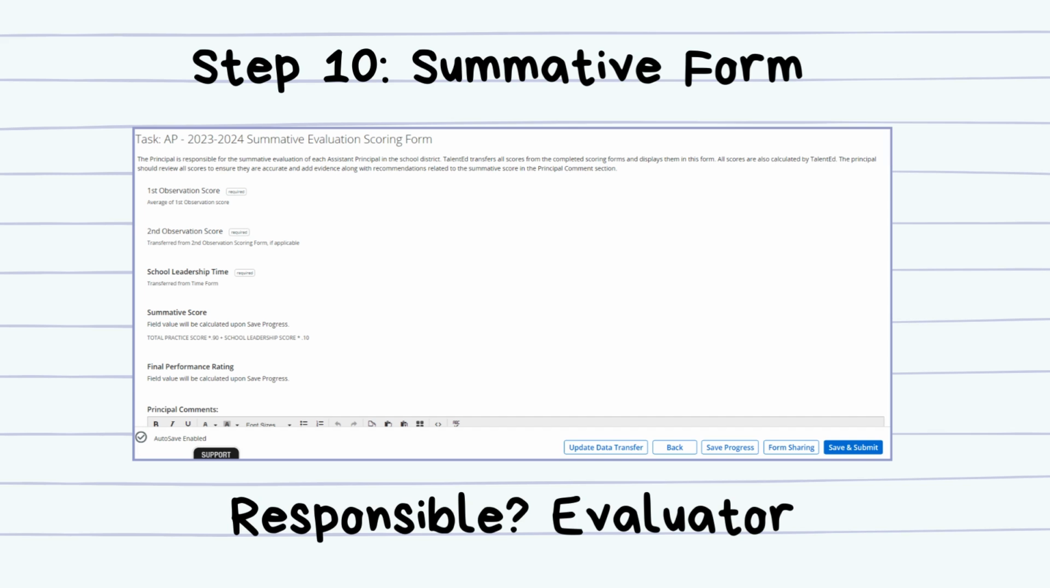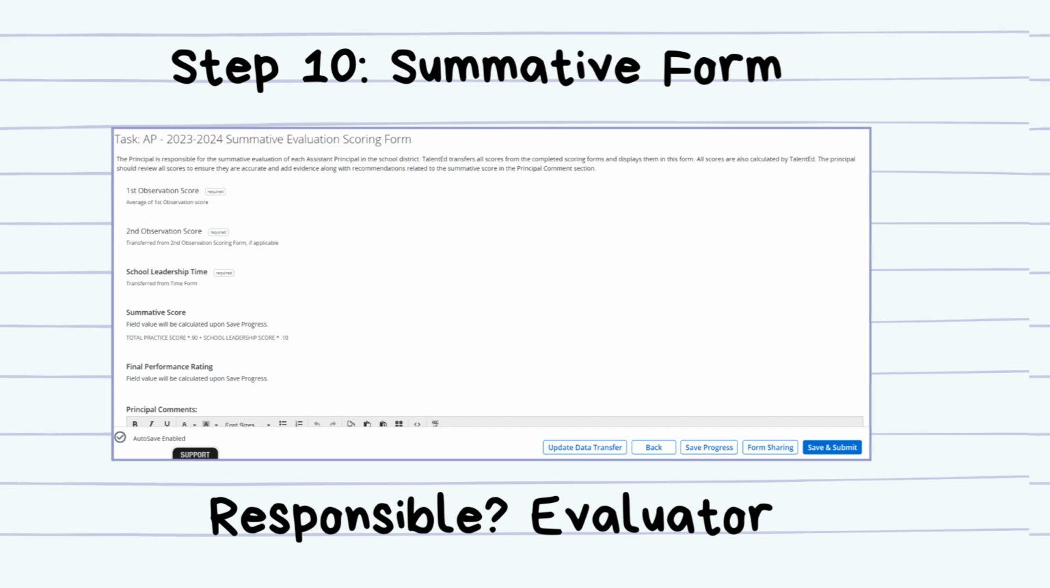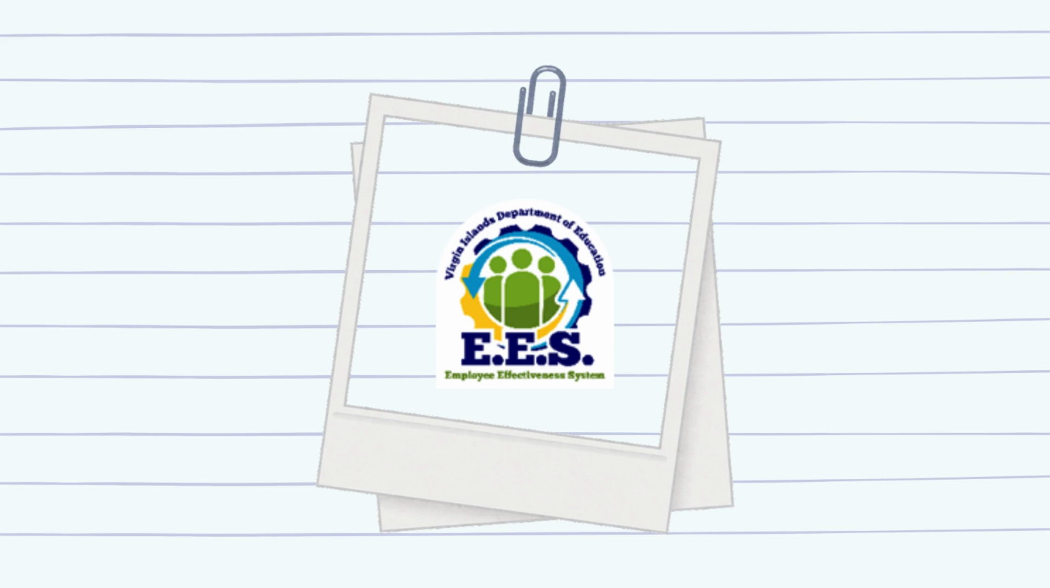Once this form is filled out and a meeting discussing this final rating is held, the evaluation process can be marked as completed. If you have any questions or concerns, please feel free to contact the program manager.